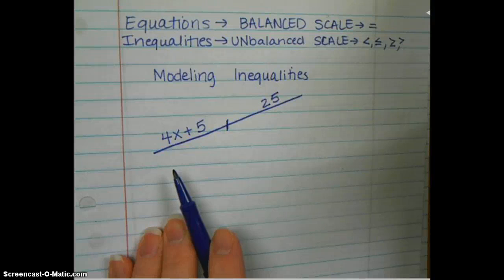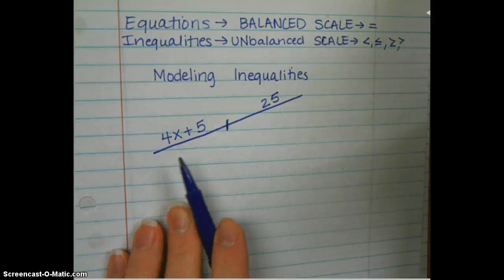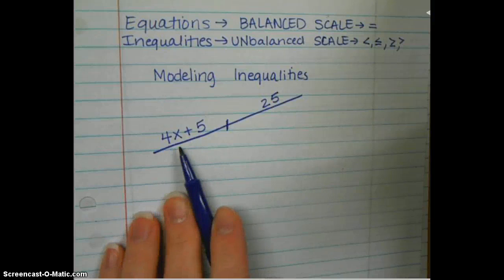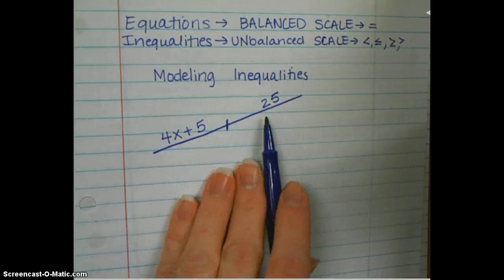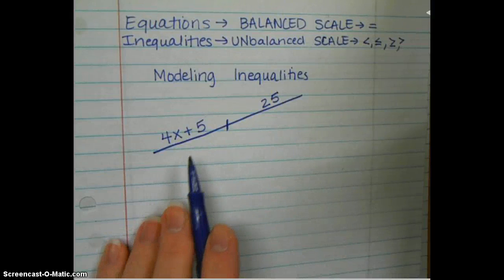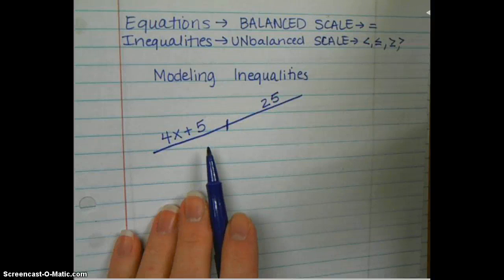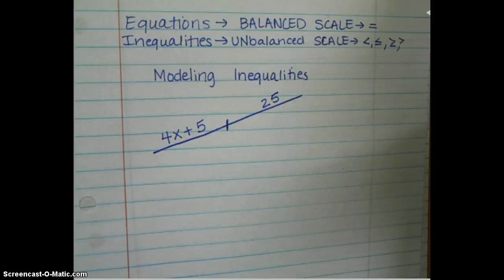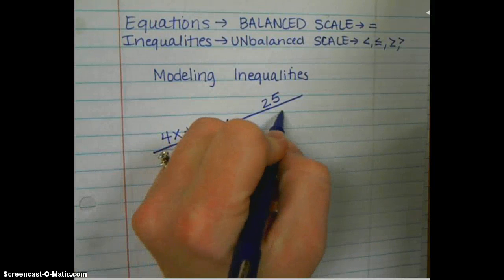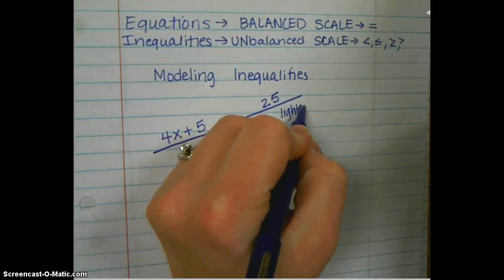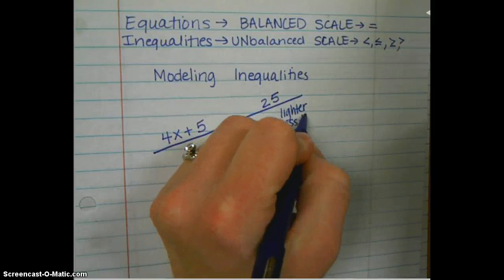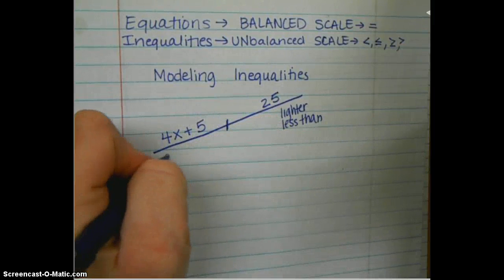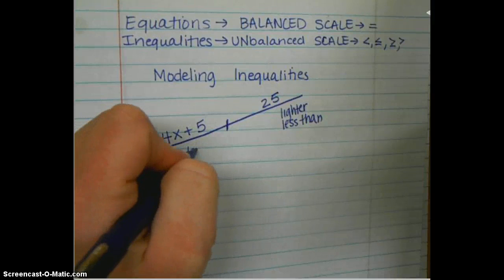So here we have an unbalanced scale, and on one side we have 4 times a number, 4 times x, plus 5, and on the other side we have 25. So this is kind of hard to judge here. What you have to remember is a scale is kind of like a seesaw. Remember when you were kids and you were on the seesaw, and if you were up in the air, that means that you were lighter, or less than. And if you're at the bottom, you're greater than.